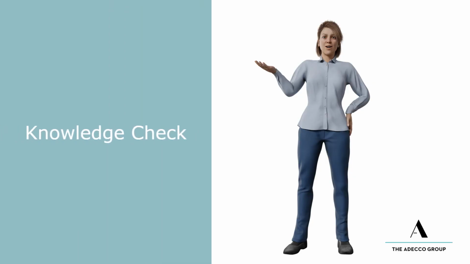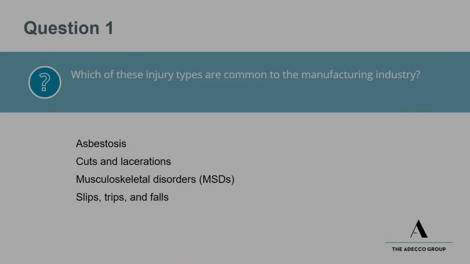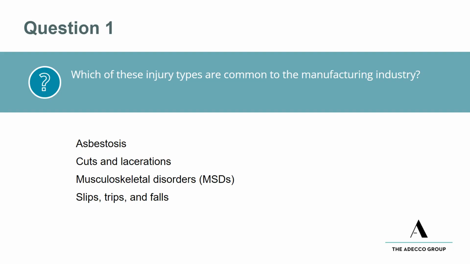Time for a short 5-question knowledge check to end this video. Which of these injury types are common to the manufacturing industry? Asbestosis, cuts and lacerations, musculoskeletal disorders or MSDs, slips, trips, and falls. The correct answers are cuts and lacerations, musculoskeletal disorders or MSDs, and slips, trips, and falls.